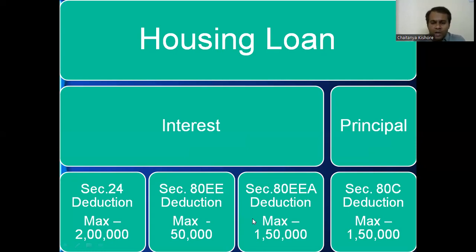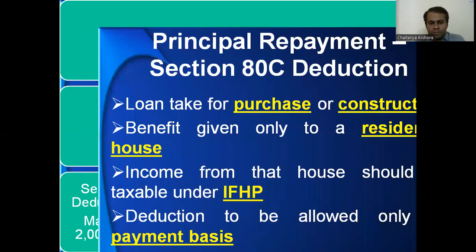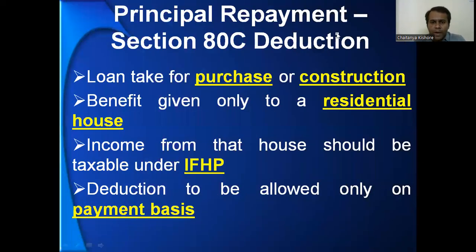So under the Income Tax Act also, we have certain conditions to be satisfied in order to get the benefit of these sections. Now, we'll be getting into these aspects. For the principal amount, Section 80C deduction can be claimed. Our discussion would be confined to Section 80C for some time. So as I told, the loan is a housing loan.